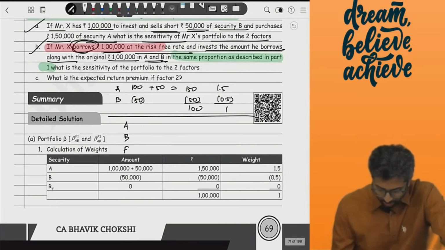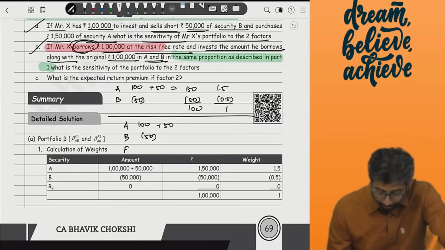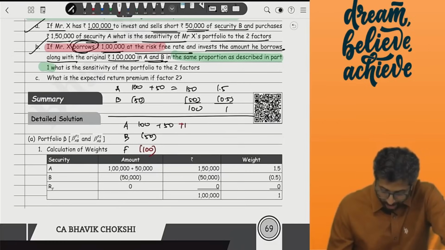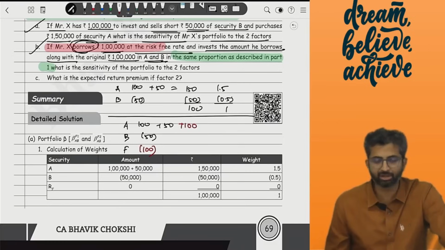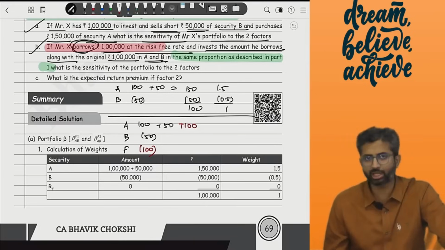So when I look at the amount invested originally, this is 100, this is 50, and the 50 that I short sold was invested. What do I do? Well, I borrow, that is at the risk-free security, it is a negative 100. I deploy everything in A as it is given in the question, but the question says in the same proportion. Now if I deploy just 100 and leave it over there, that is not in the same proportion as in part 1.